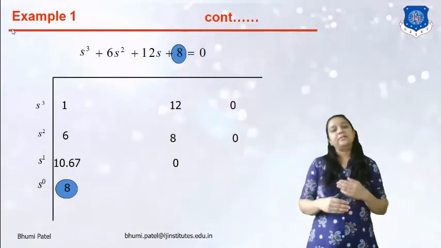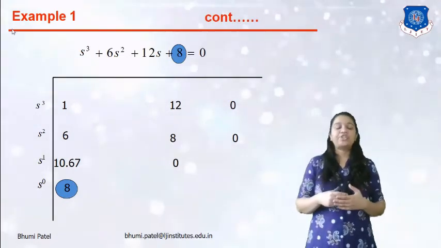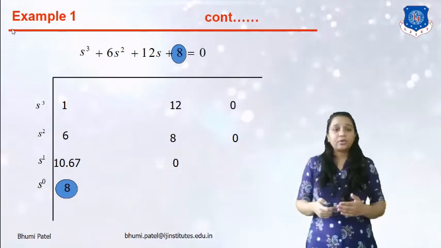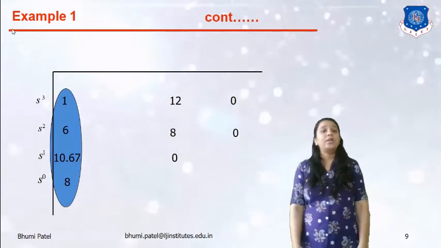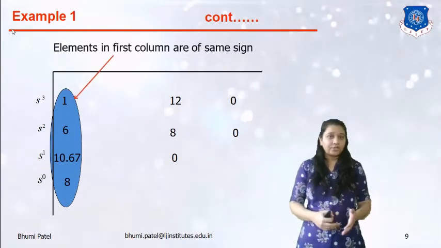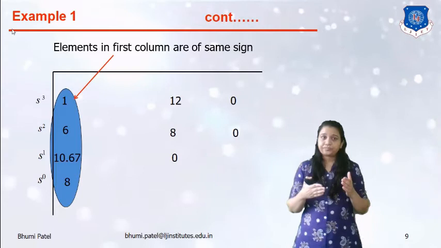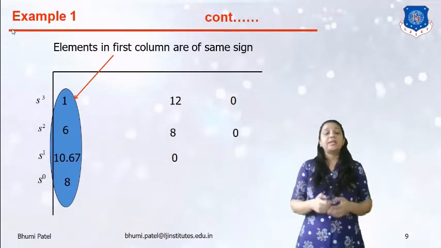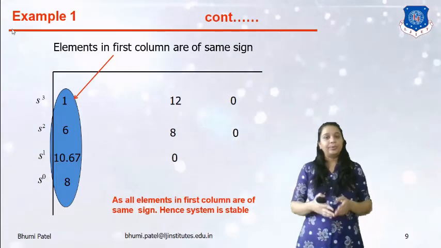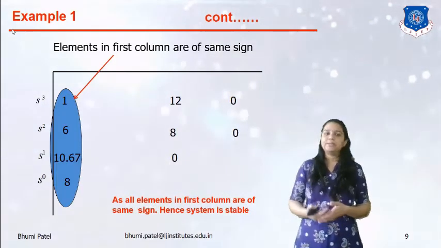Now the next condition is that we have to check whether in the first column all the elements have the same sign or not. Here you can see that in the first column the signs of the elements are the same. So this type of system is known as a stable system.